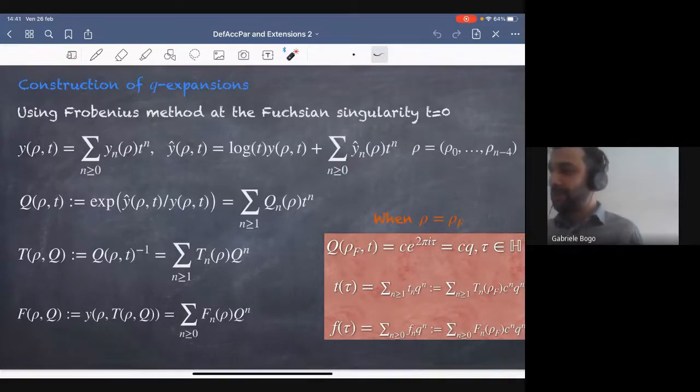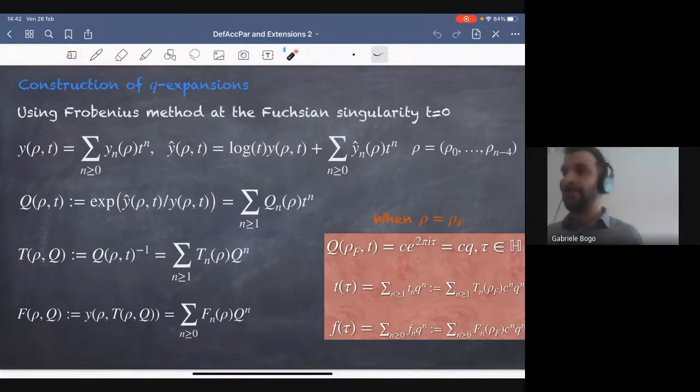At this point, you want to take the ratio of the solutions, as I showed you before, but since we're working with power series, we prefer to take the exponential of this ratio in order to have a proper power series. And now this starts with q, so with t, and we can invert it, so take the compositional inverse and express the exponential of the ratio of solutions as q, and then t as a function of this q. And finally, you can substitute this series for t into the holomorphic solution in place of t and get another function of q.